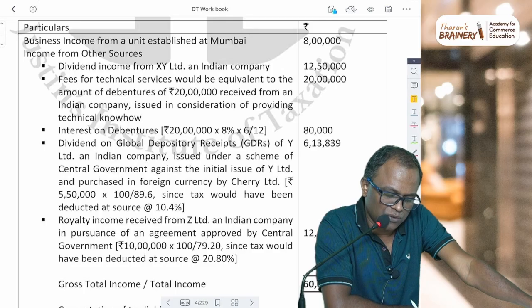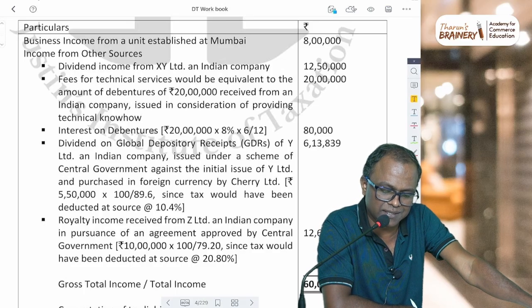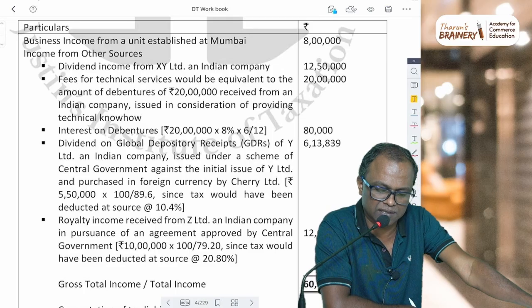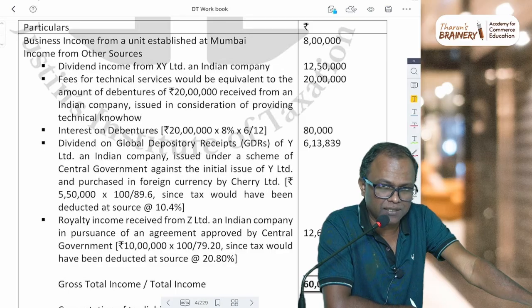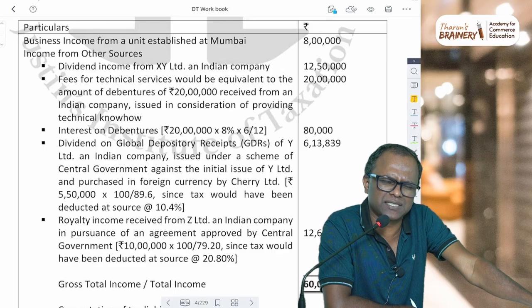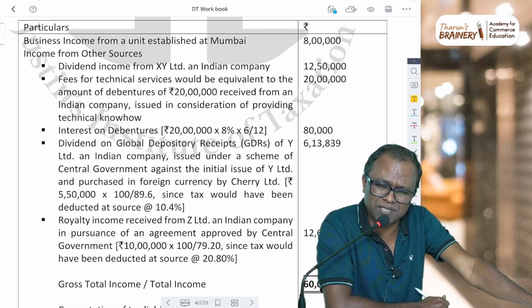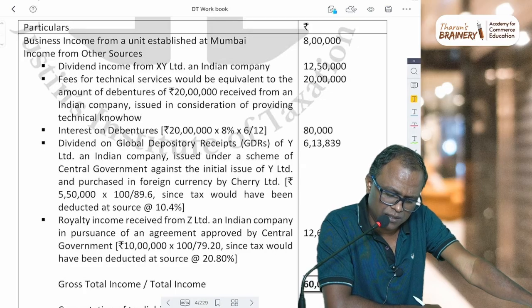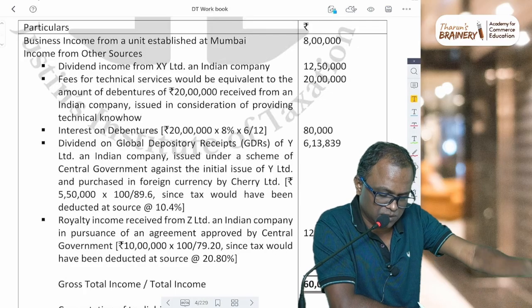Gross up. So TDS will be 10.4%. That is 10%, 115AC GDR tax rate, plus 4% cess. So 10.4 reduced, balance 89.6. So the gross amount will be 6,13,839. Royalty income received, again received. This royalty, clearly saying agreement is entered and approved by the central government. So 115A, flat rate 20% plus cess. So 20% plus 4% cess, 20.8 will be the TDS rate. So grossing up, 12,62,626. So this is the gross total income.